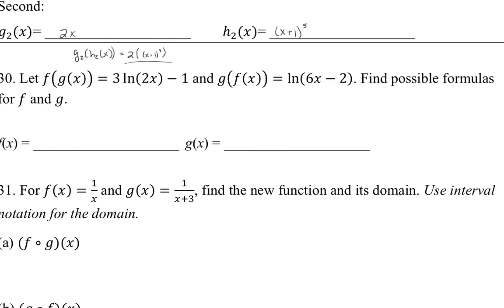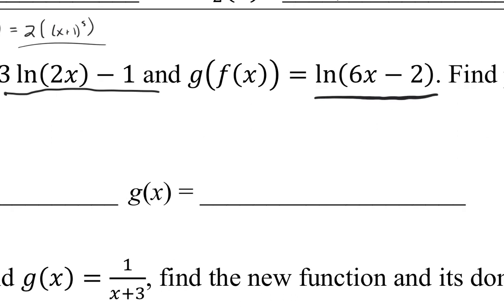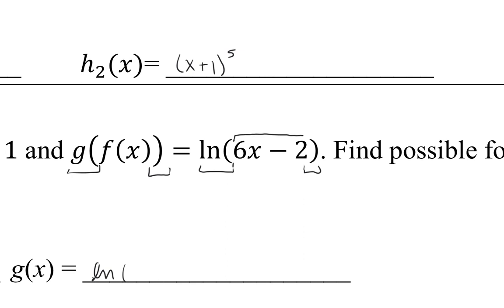Moving on to question 30, we have let f of g of x equal 3 natural log of 2x minus 1, and g of f of x is equal to natural log of 6x minus 2. We want to find possible formulas for f and g. So first I'm going to focus on this g of f of x. If you notice, g has f of x as our input, and on the outside we have a natural log. That hints that g of x is going to have some sort of natural log, and f of x is going to look like something that will get us to 6x minus 2.